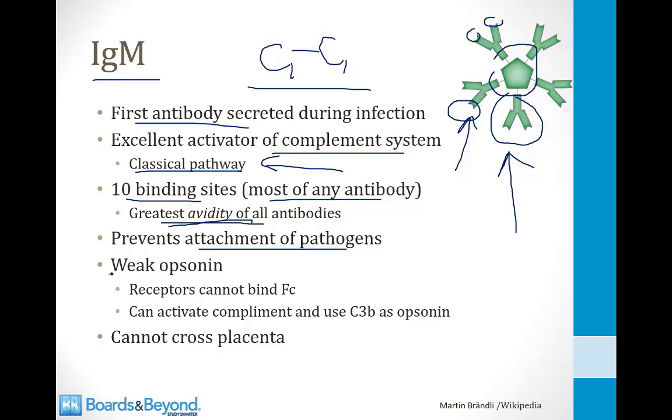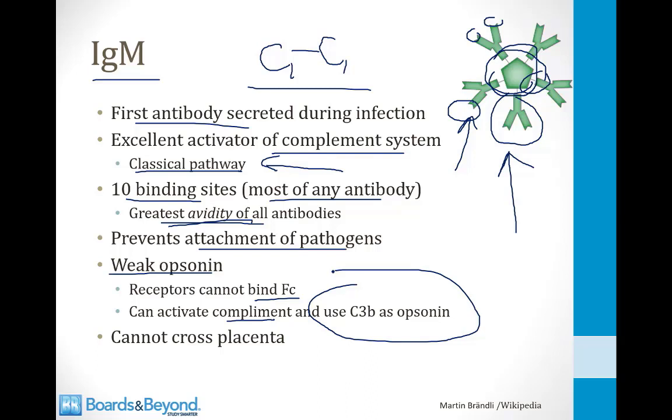IgM is a relatively weak opsonin. That's because many other elements of the immune system have Fc receptors, which bind to the Fc portion shown here on the antibody. Well, all the Fc portions in IgM are clustered together in the middle and not exposed. Therefore, they often do not bind Fc receptors in other immune system elements, and therefore IgM is a relatively weak opsonin. It can, however, opsonize to some degree because it can activate complement, as we just discussed, and the complement pathway can generate C3b, which is an opsonin, so there is some opsonizing ability of IgM.